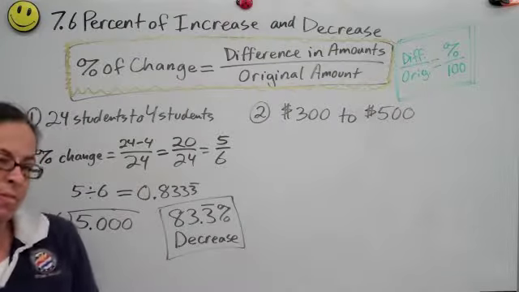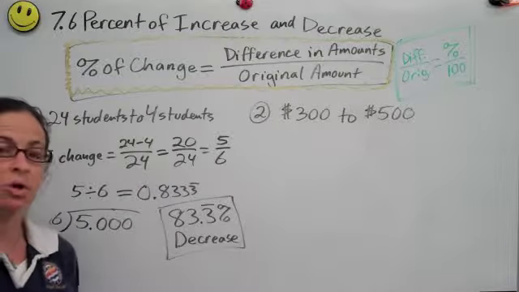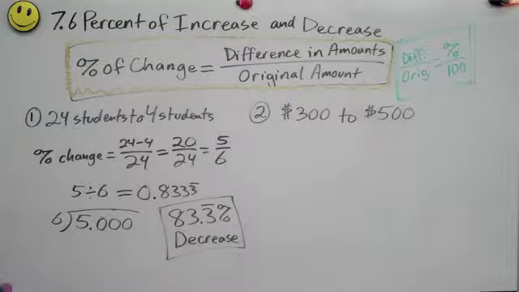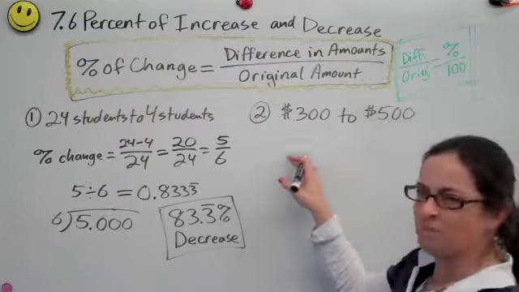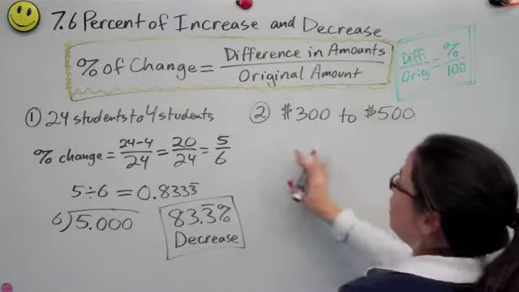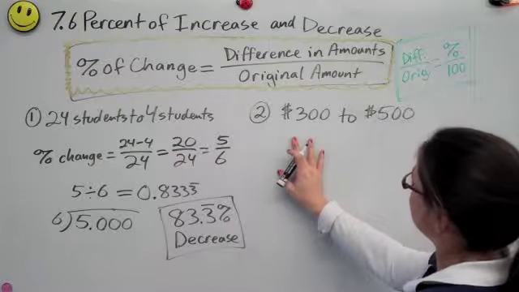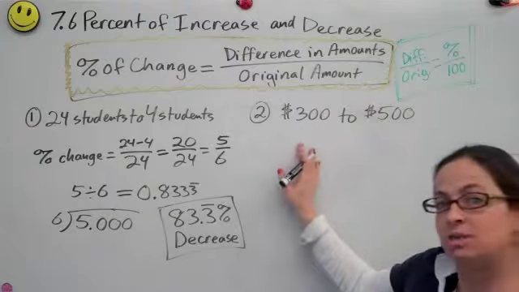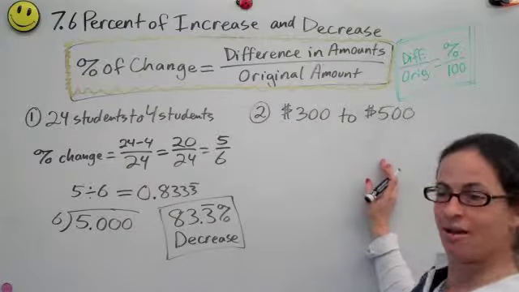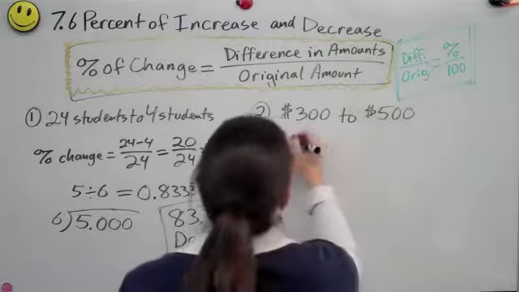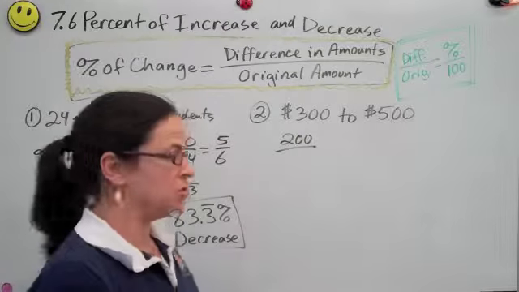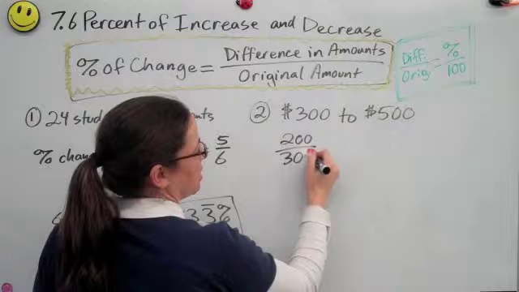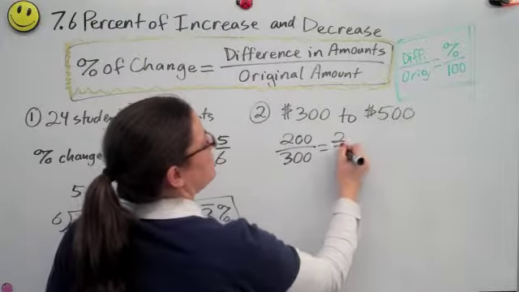Number 2, from $300 to $500, will we have an increase or decrease? Well, we are going to definitely have an increase. Hopefully that's in my wallet. That'd be awesome. So our percent change is going to be our difference. What's the difference between 300 and 500? 200. So the difference is 200 out of the original. The original is 300. This simplifies to 2/3.